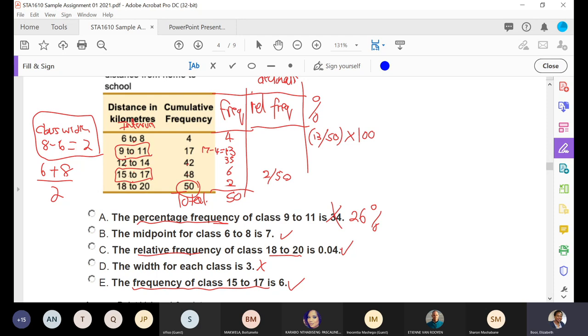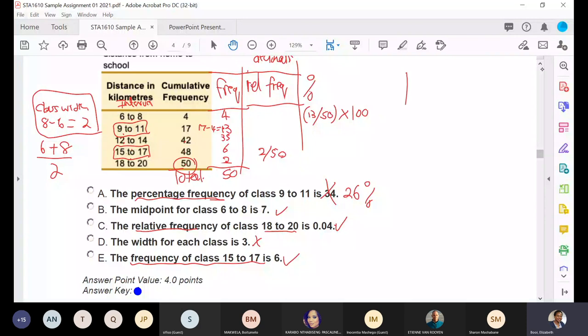when one class ends, the other one needs to start. So let's do it this way. If I have to draw a histogram of this information, this is what's going to happen. I will have the first one, which starts at 6 and ends at 8. Then the next one starts at 9 and ends at 11. So I'll have another one there.